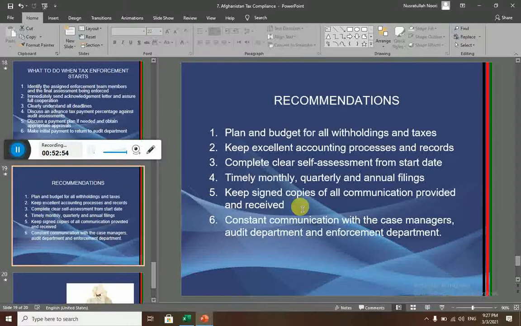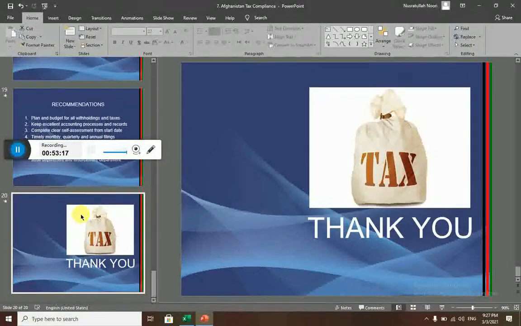An entity, as a business entity, will have to have constant communication with all these three departments to update everything that we need to report to the Ministry of Finance. Right? So that's all about the types of taxes in Afghanistan, how to plan, how to do all that stuff.